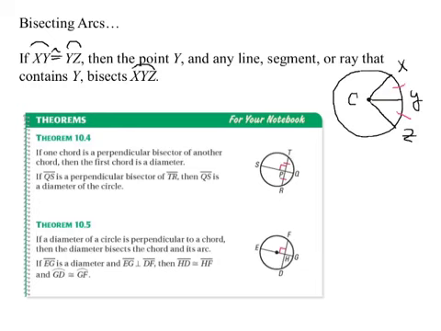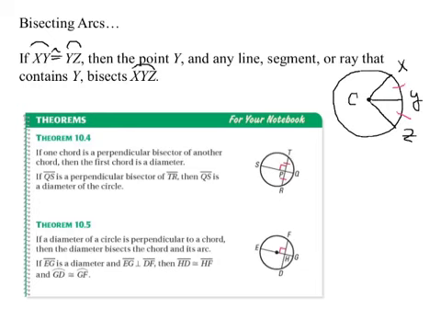And two more theorems. Theorem 10.4. If one chord is a perpendicular bisector of another chord, then the first chord is a diameter. So I have a chord which is perpendicular to this chord, and it bisects this chord. So SQ is perpendicular to RT, and it cuts RT into two equal pieces. That's how we know SQ is a diameter. Okay, it's really important.